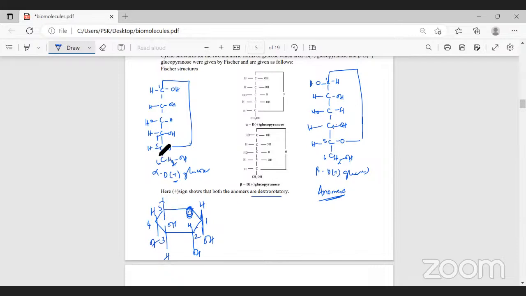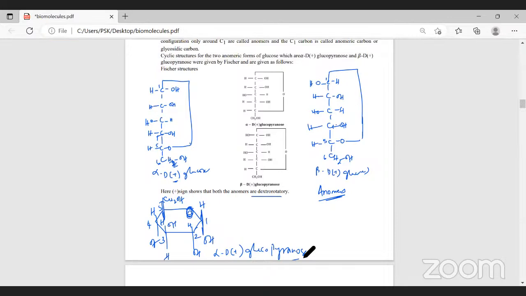And on the 5th carbon atom, if we take this as the 5th carbon, this is left and this is on the right-hand side. Since this is on the right-hand side, it has to be written on the lower bond. But due to steric hindrance, the configuration of the 5th carbon atom flips. The CH2 group goes above and the hydrogen comes below. This is alpha D plus glucopyranose. Pyranose means a sugar which has a 6-membered ring, not a 5-membered ring, a 6-membered ring.